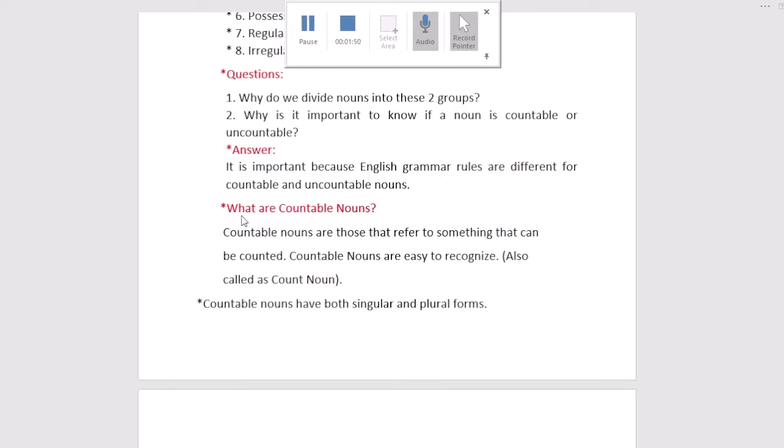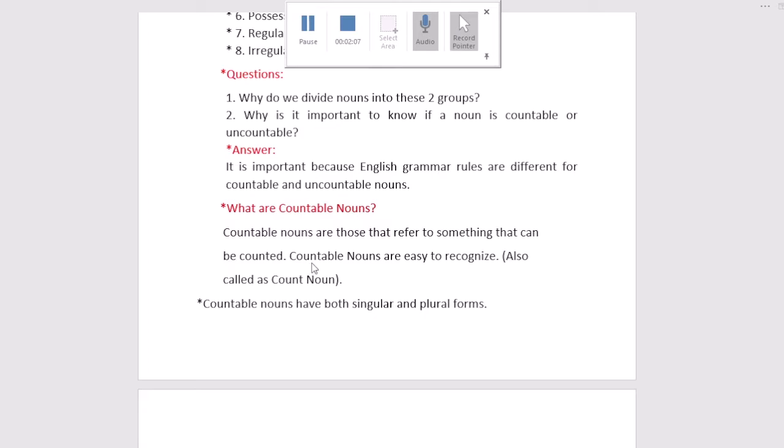Now coming to the main point, what are countable nouns? Countable nouns are those that refer to something that can be counted. Countable nouns are those which can be counted. Nama count pannalam 1 2 3 4 5 6 7 8 nu endha oru noun count pannalam.